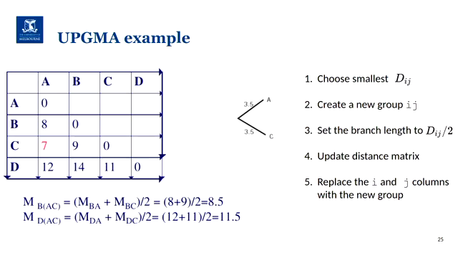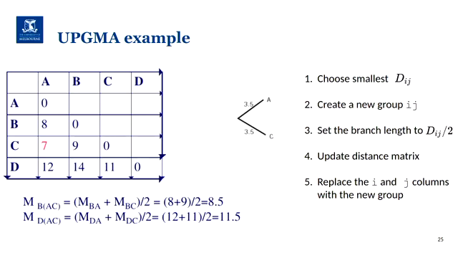And these are the main steps we need to do. So first thing, the shortest distance between any pair is between A and C, which is 7. So I'm going to join A and C with an internal node. I'm going to set the branch length as half of the distance, so 7 gives 3.5 and 3.5, and then I'm going to update the distance matrix.